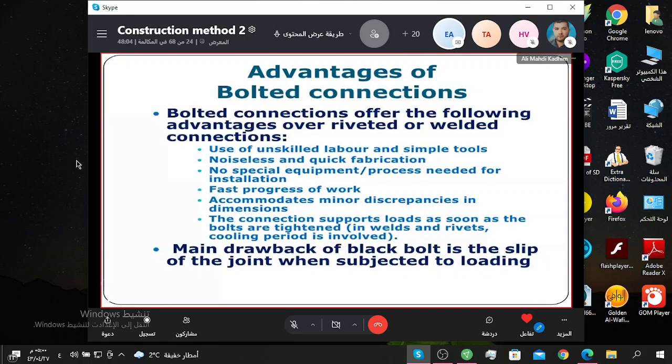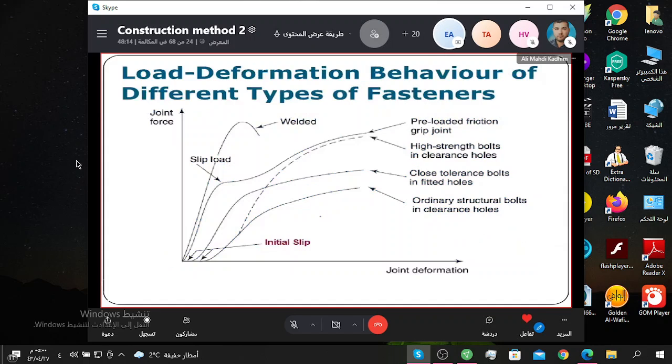Main drawback of black bolts is the slip of the joint when subjected to loading. Load deformation behavior of different types of fasteners. The figure is shown.